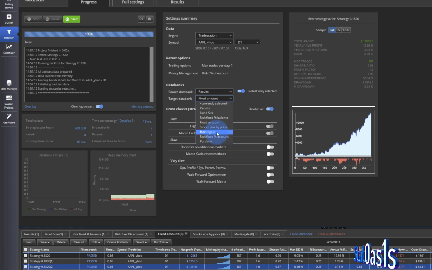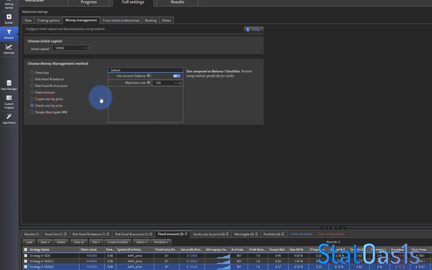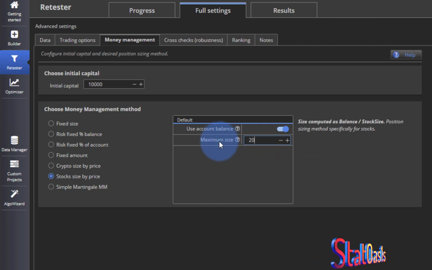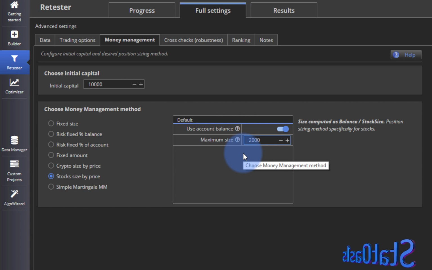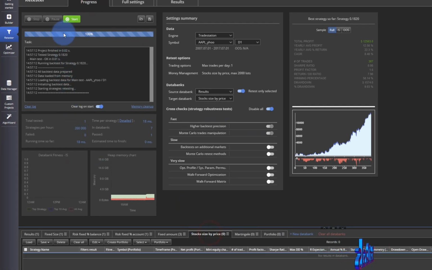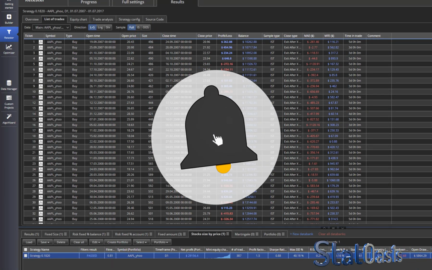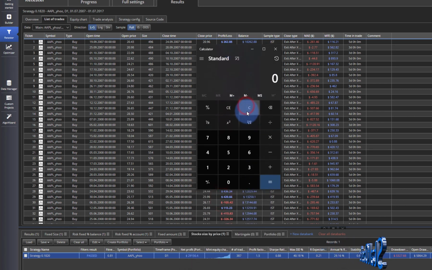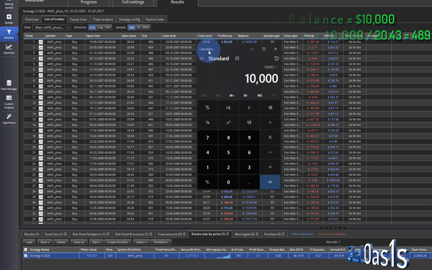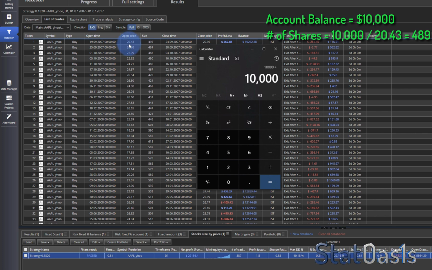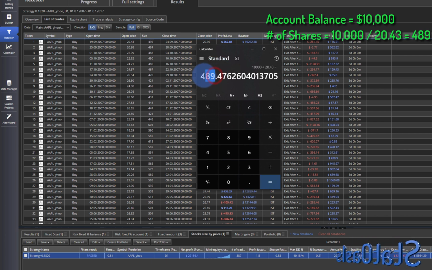Now we will do a stock size by price, and here basically you pick the maximum number of shares, and we will divide the number. Let's do the test actually and show you. So we start with 10,000 divided by the price. So if we pick the closing price, that's 20.96. That's before the trade happens. So let's pick the opening price, 20.43. So we roughly get 489 shares.